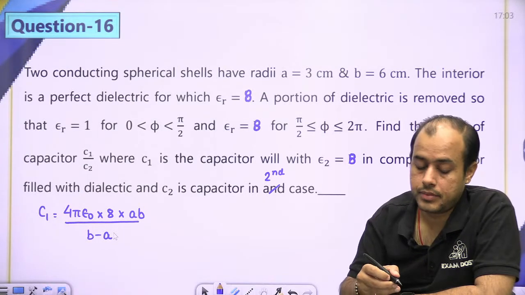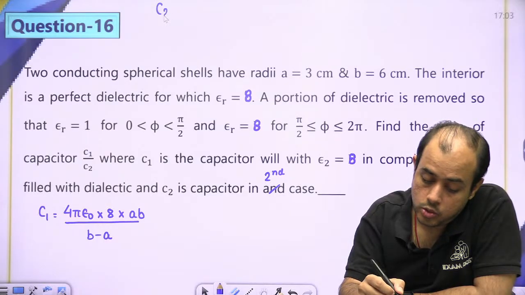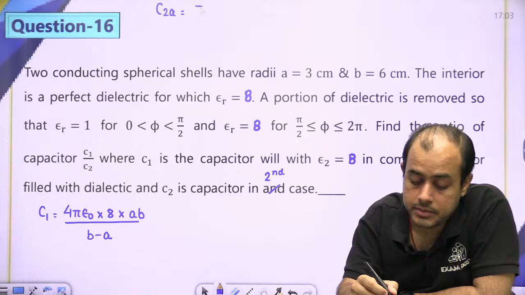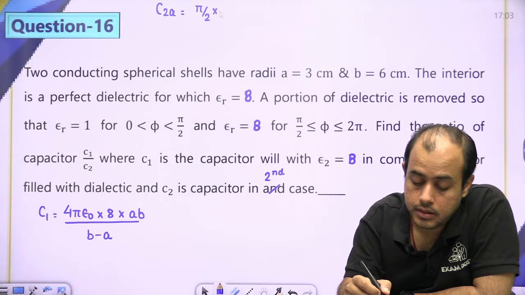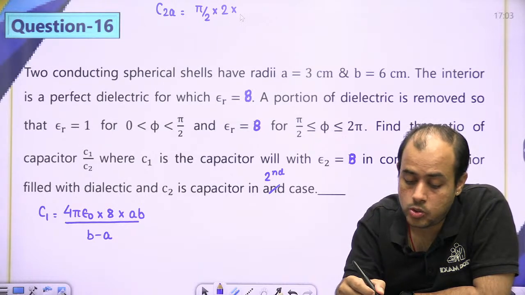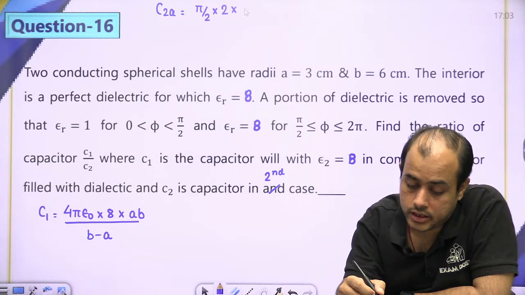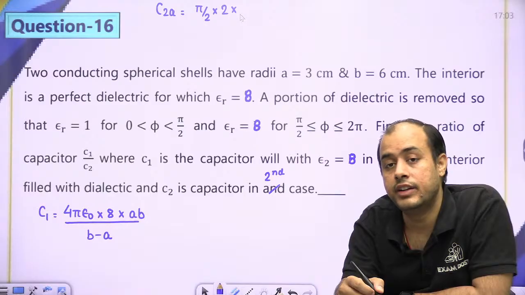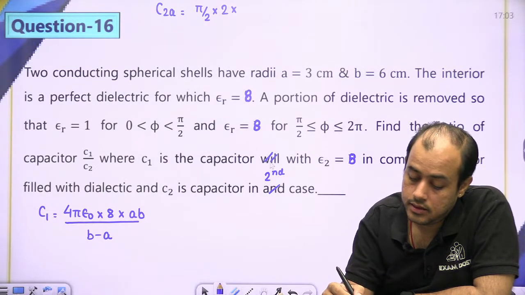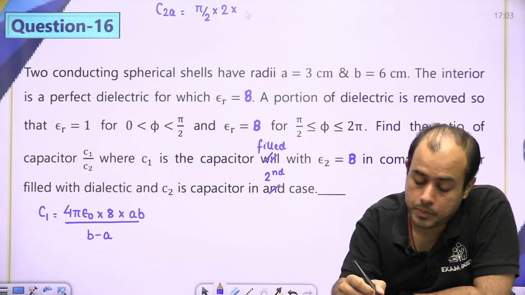B minus A. Now for C2, first the phi is varying from 0 to pi by 2. For the phi limit, we are taking pi by 2. For theta, we are taking 2, because for theta we take the integration of sine theta. We take the integration of sine theta from 0 to pi.